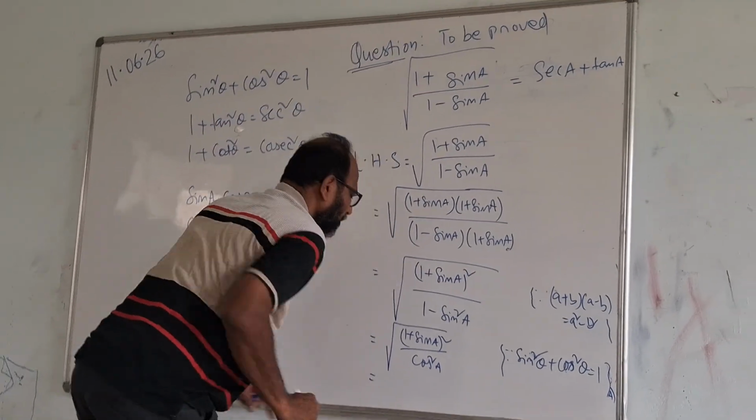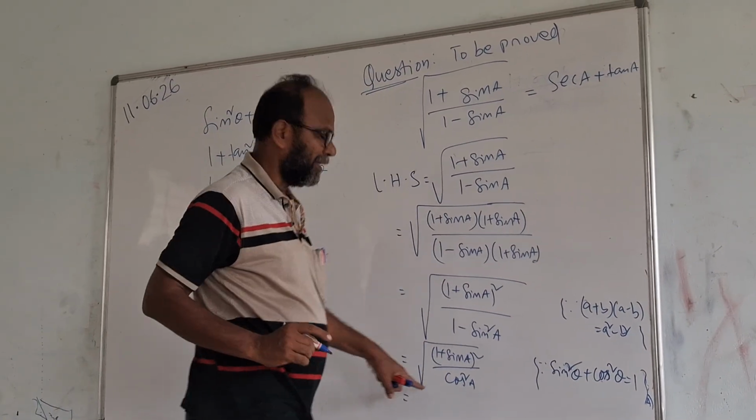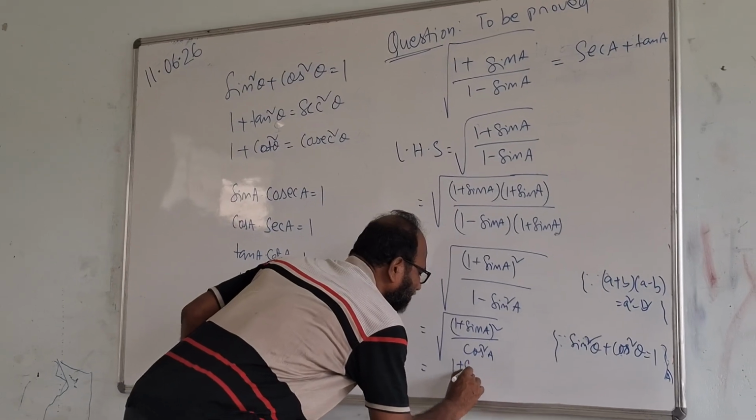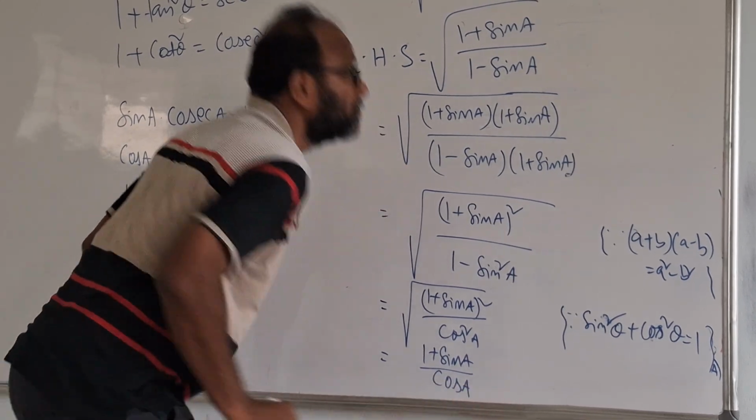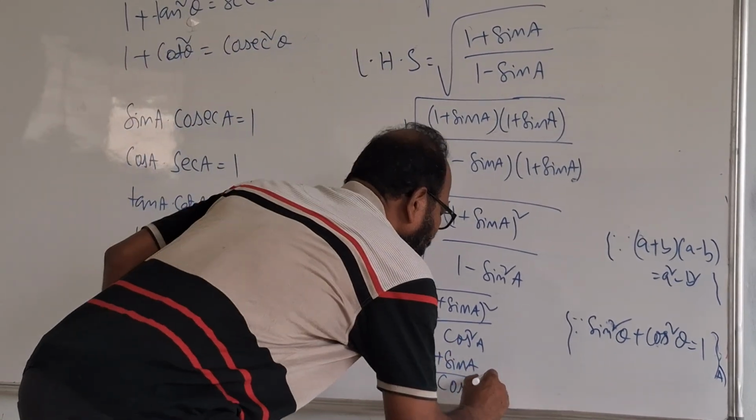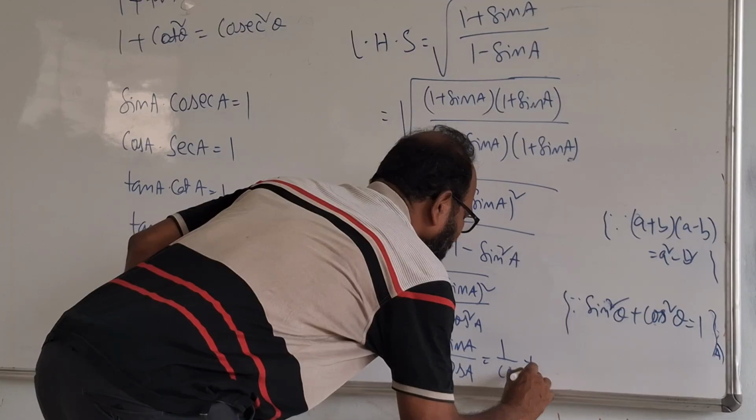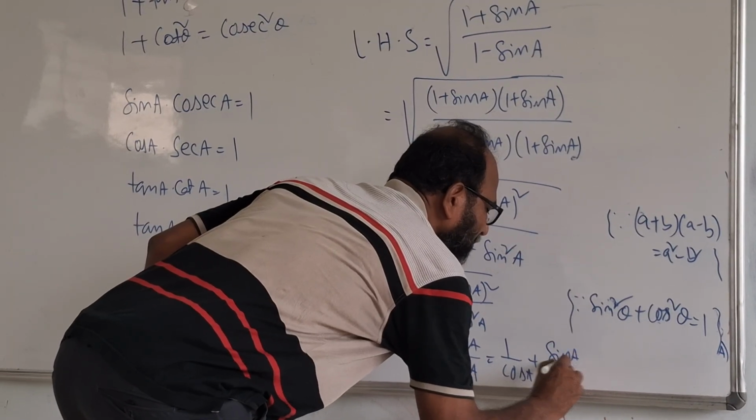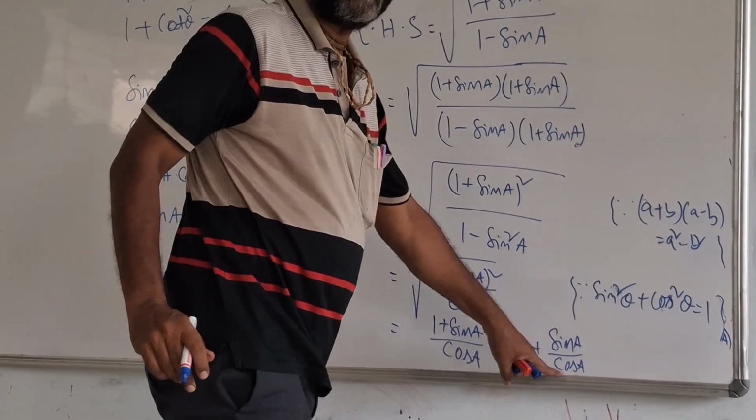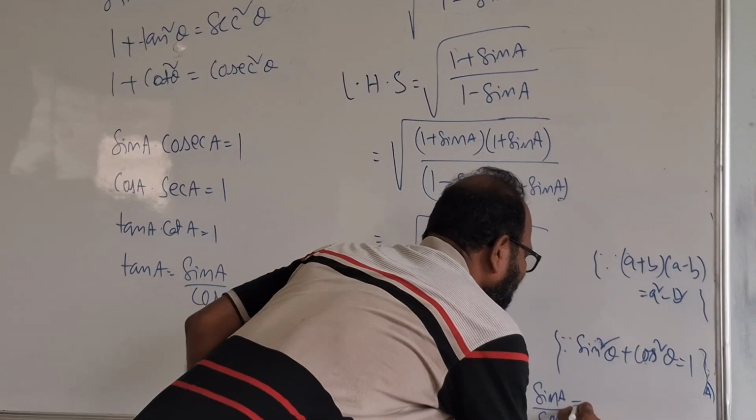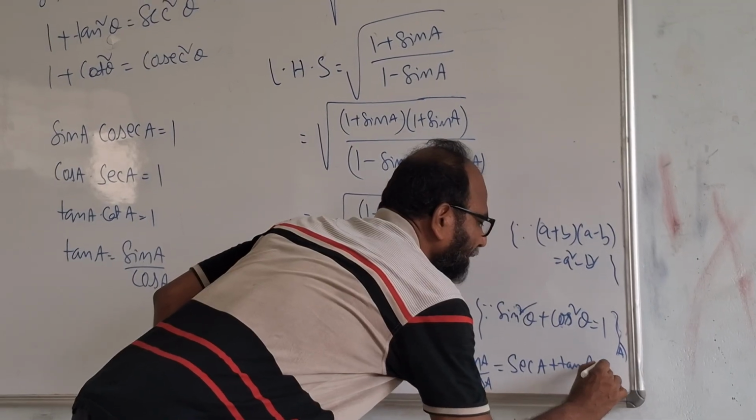Now you see the square root of (1 plus sin a) whole square by cos square a. The square root means that we will get 1 plus sin a by cos a. So that is equal to 1 by cos a plus sin a by cos a. So 1 by cos a is equal to sec a, and sin a by cos a is equal to tan a. So we write sec a plus tan a. That is RHS.